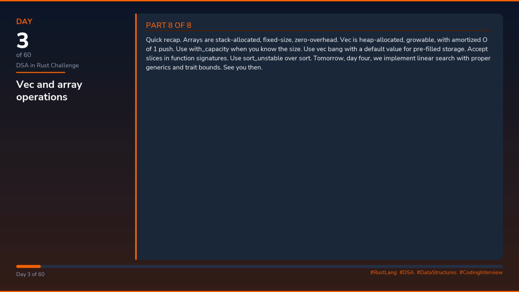Quick recap. Arrays are stack allocated, fixed size, zero overhead. Vec is heap allocated, growable, with amortized O(1) push. Use with_capacity when you know the size. Use vec! with a default value for pre-filled storage. Accept slices in function signatures. Use sort_unstable over sort.